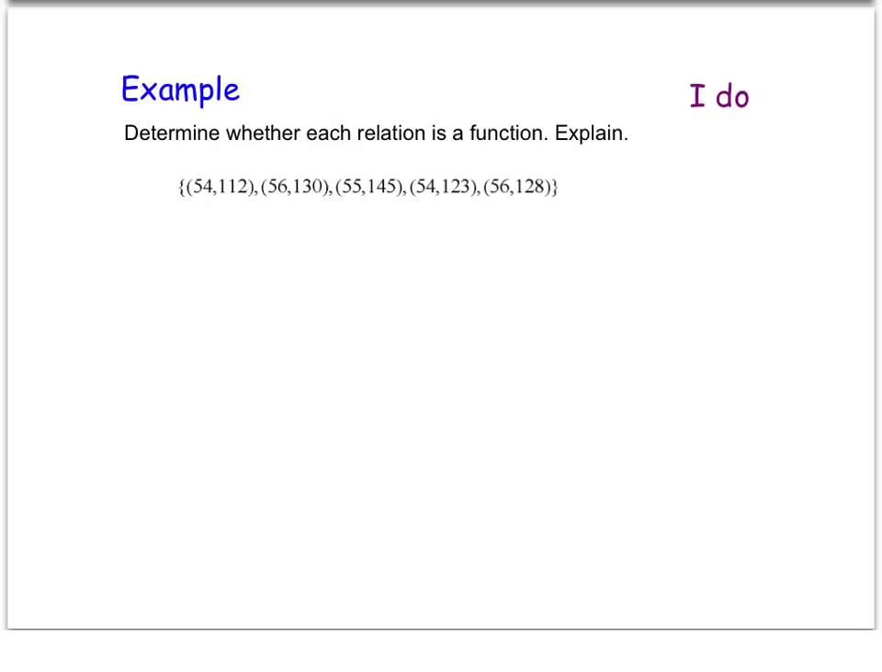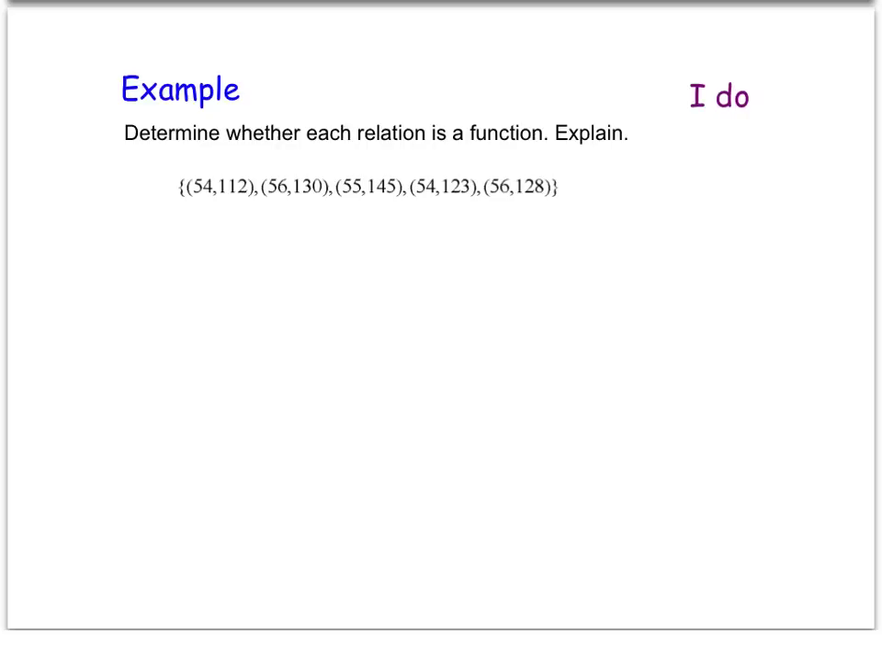Okay, so this is an I do, which means you need to get this example copied into your notes, and as soon as you get it copied, replay me. Alright, so this one is saying determine whether each relation is a function and explain. Okay, so if we go back to our first slide, it tells us that in order to be a function, the domain does not need to repeat with another range. So basically what that means is you cannot have your x values repeat. Your y values can repeat all day long, but your x values are not allowed to repeat.